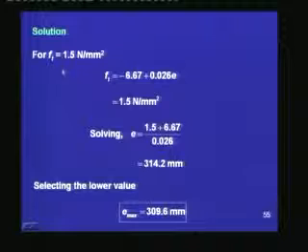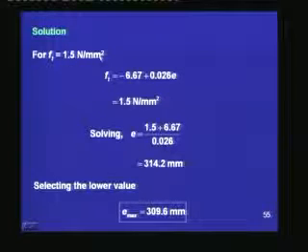And by equating the stress at the top, which is 1.5 Newton per millimeter square, we find out an eccentricity of 314.2 millimeters. Selecting the lower value of the two, we find out E max at the end equal to 309.6 millimeters.